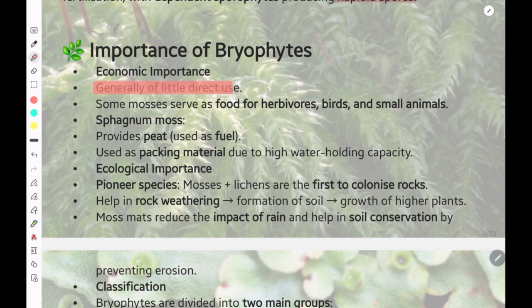What is the economic importance? Generally of little direct use, meaning there is very little direct use, but for herbivores they can be used as food for plants and some small animals. Sphagnum, a type of bryophyte, provides peat used as fuel. It can also be used as packing material because it has a high water holding capacity and it can also absorb shock very efficiently.